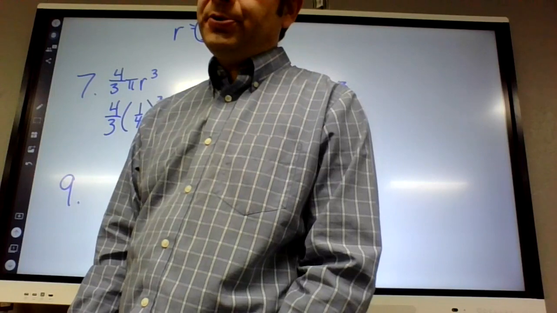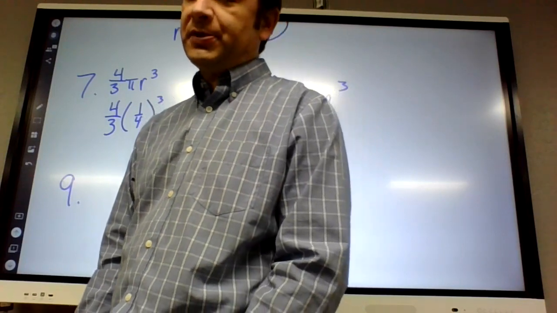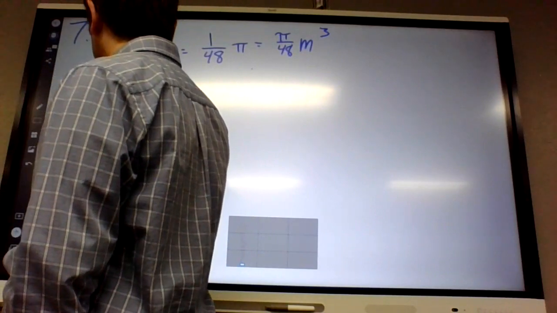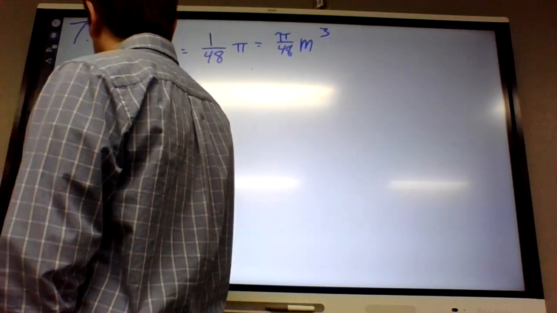A sphere whose great circle has a circumference of 32 pi. What do you think they mean by the great circle of the sphere?